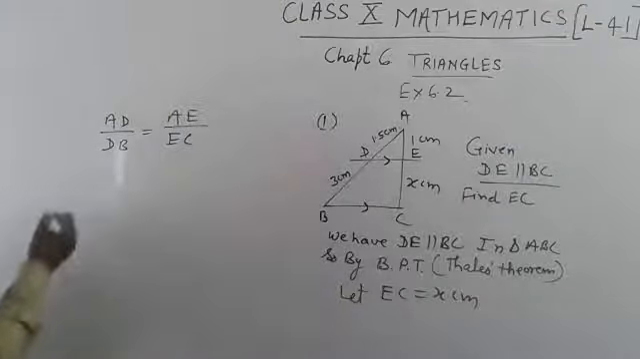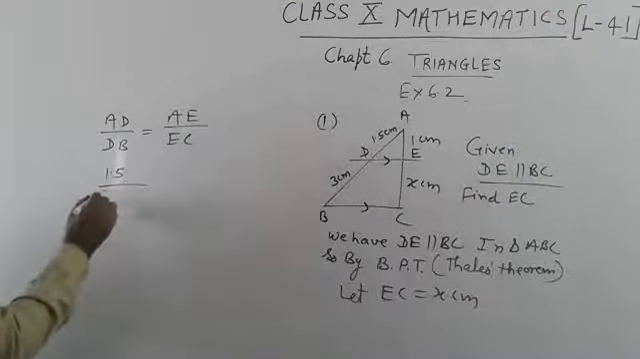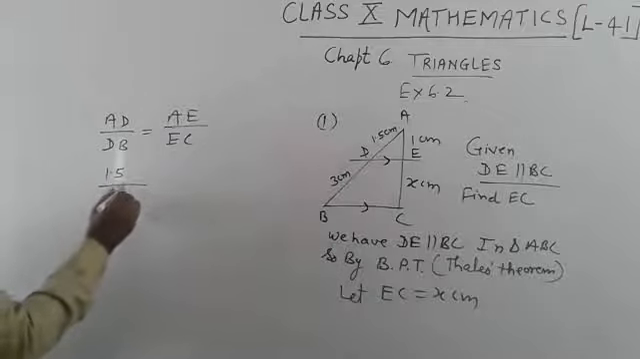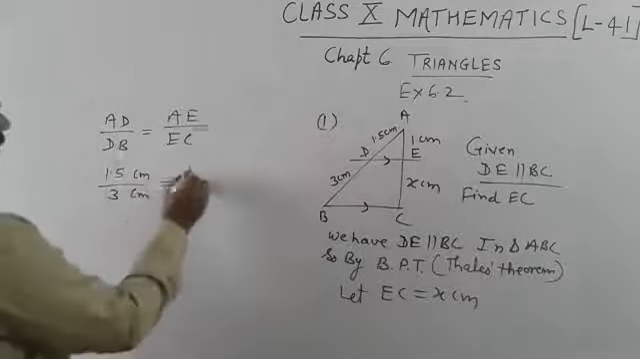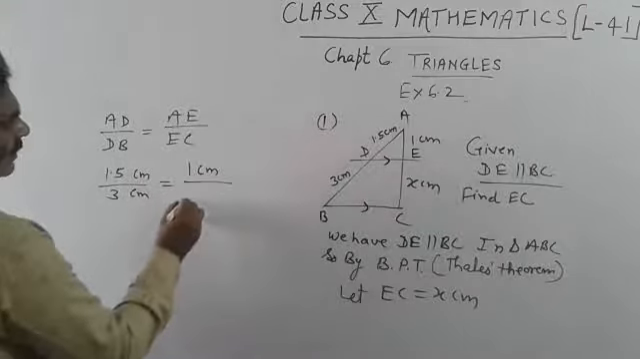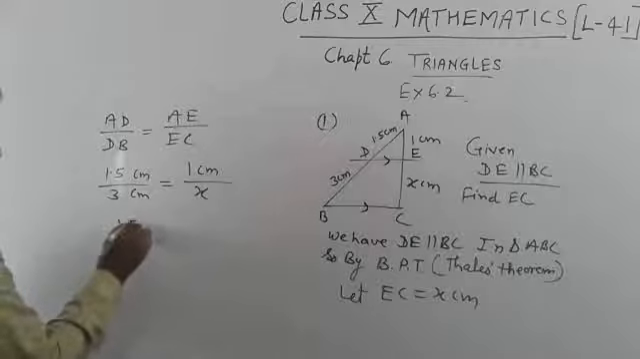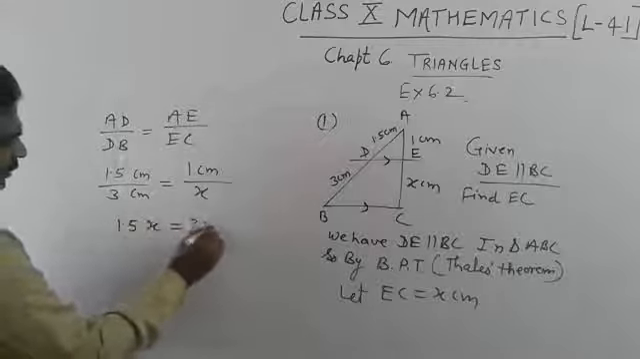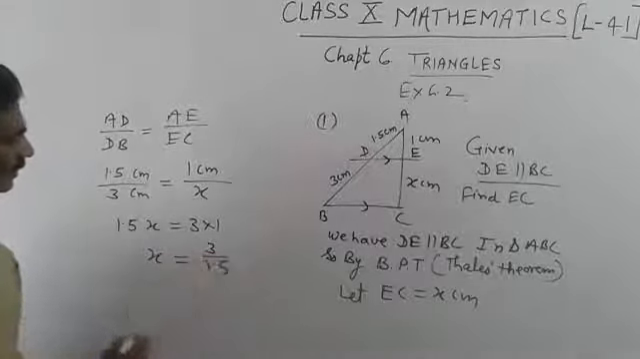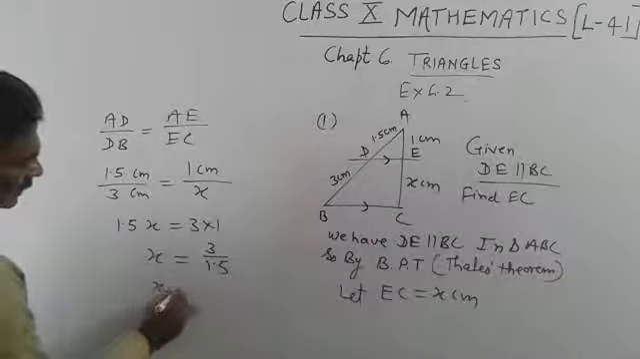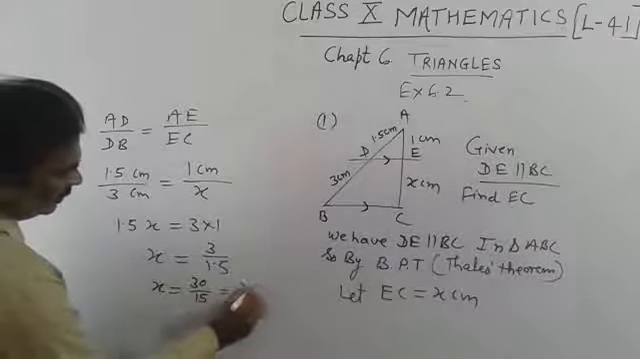Now putting these values, AD is 1.5 centimeter, DB is 3 centimeter, is equal to AE is 1 centimeter, and now EC is x. So doing cross multiplication, 1.5 into x is equal to 3 into 1, that is x is equal to 3 upon 1.5. Remove decimal, you get 30 upon 15, that is 2 centimeter.